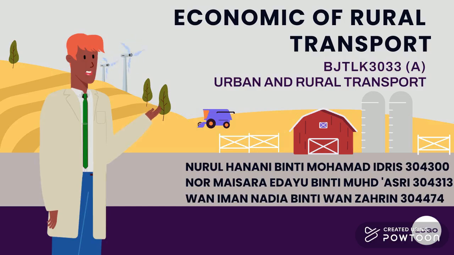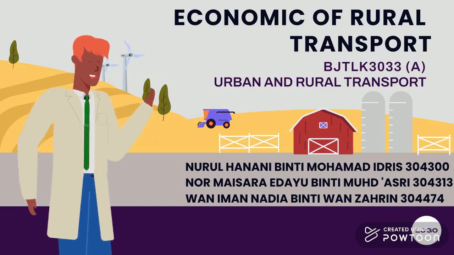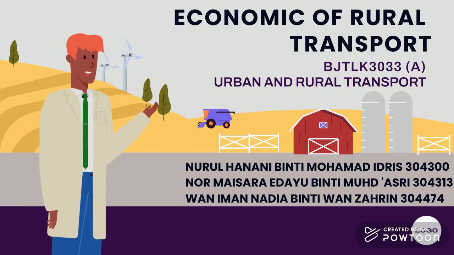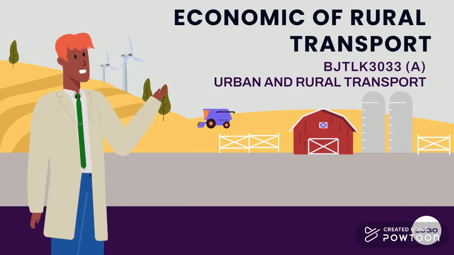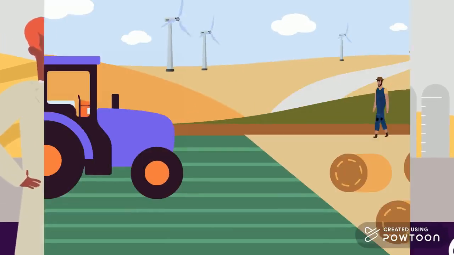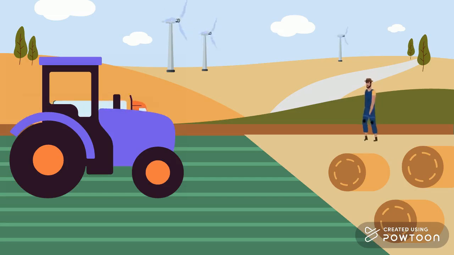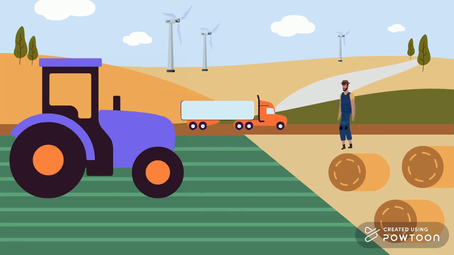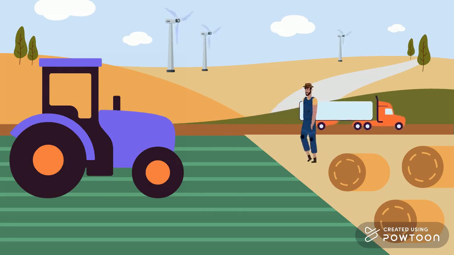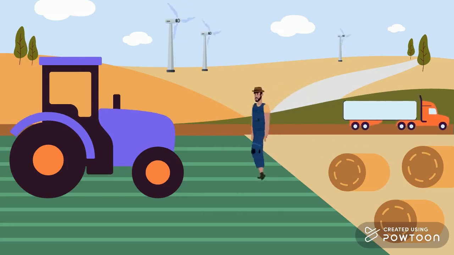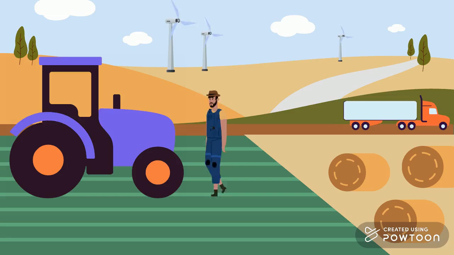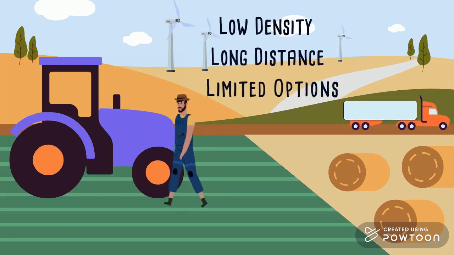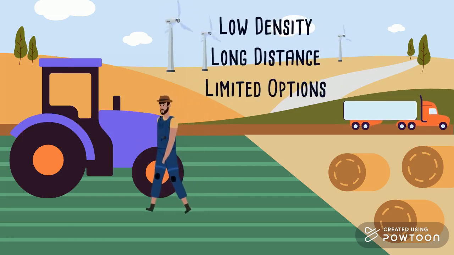Rural transport is not just about roads or vehicles, but about how people in rural areas access markets, education, healthcare, and economic opportunities. Rural transport refers to the movement of people and goods in rural areas. These areas usually have low population density and long distances between destinations. Despite these challenges, rural transport is essential for economic development and social integration.